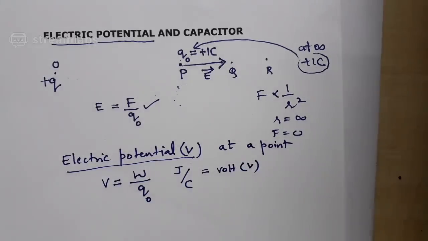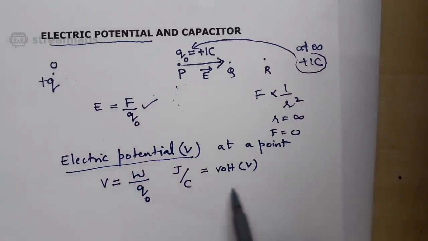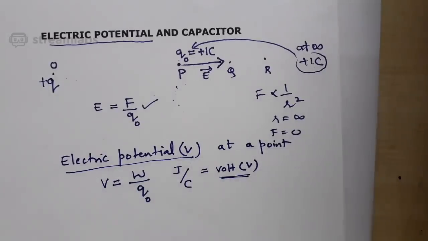Symbol is again V. See, it is just like force. According to the equation F equal to m into a, its unit is kg meter per second square. It was simply replaced as a Newton. Same here, joule per coulomb is replaced as volt. That means the SI unit of electric potential is volt.